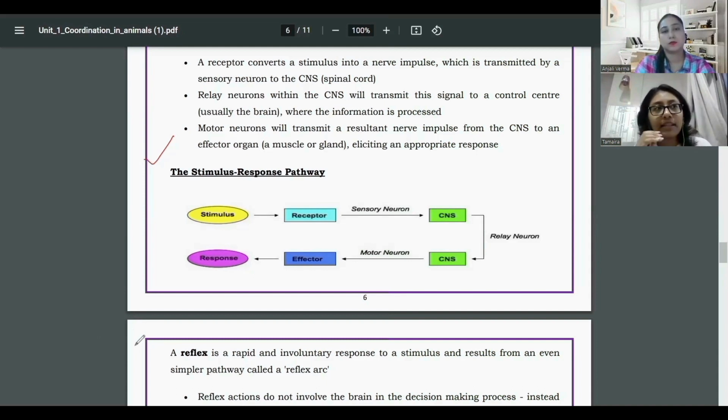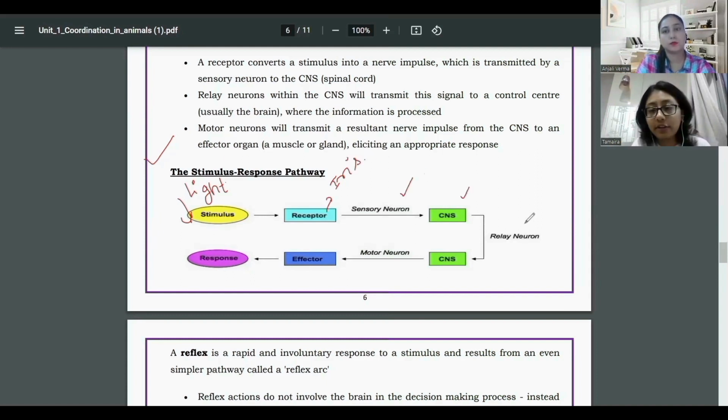But an example of a stimulus going through the CNS would be a bright light being shined into your eyes, and how your eyes react to it, and how your pupils become smaller. So that is an example of how a stimulus can go through your central nervous system. In this case, the stimulus would be the light, your receptor would be your iris, and it'll go through your sensory neurons to the central nervous system.